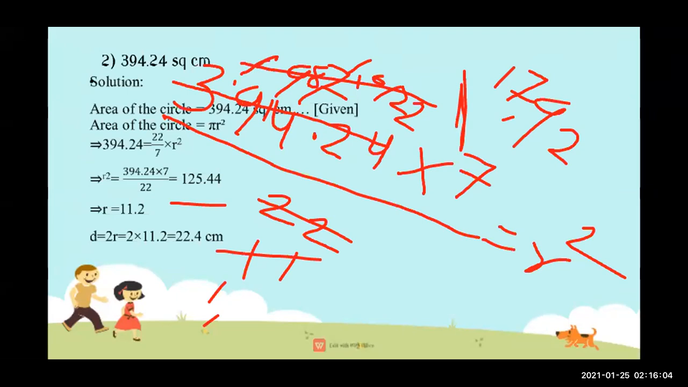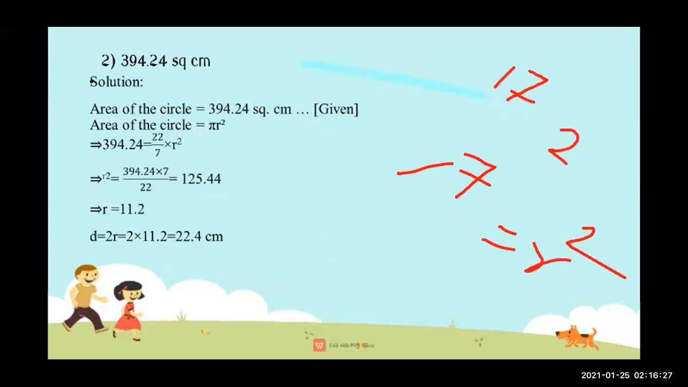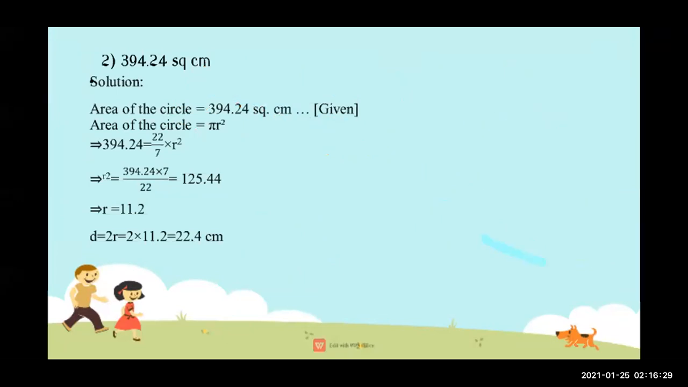125.44 is the square of which number? It is the square of 11.2. So we have to write R equal to 11.2. Now we got R, that is 11.2.